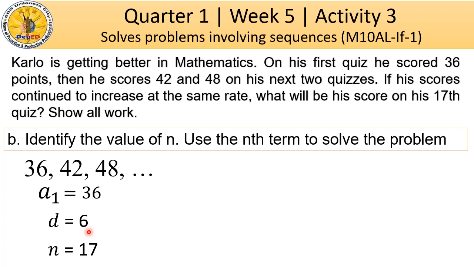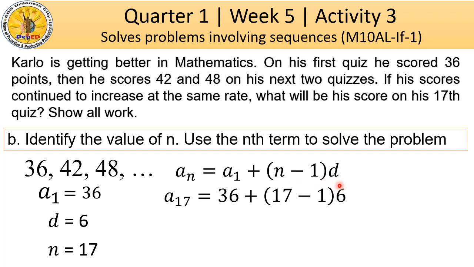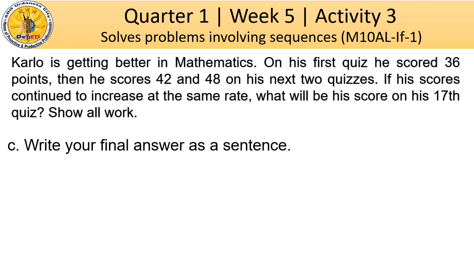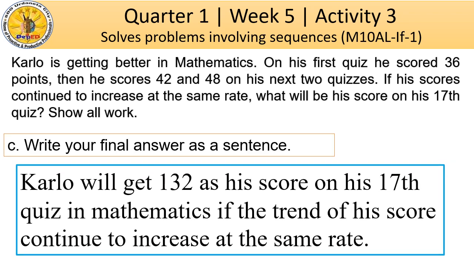n is equal to 17 because we are looking for his score on his 17th quiz. Let's use the formula for finding the nth term in an arithmetic sequence. Substitute the given values and then simplify. Simplify further, and now a sub 17 is equal to 132. Write your final answer as a sentence. Carlo will get 132 as his score on his 17th quiz in mathematics if the trend of his scores continues to increase at the same rate.